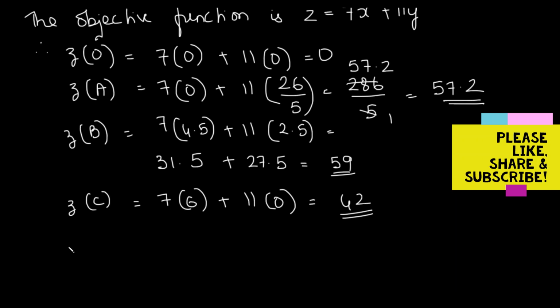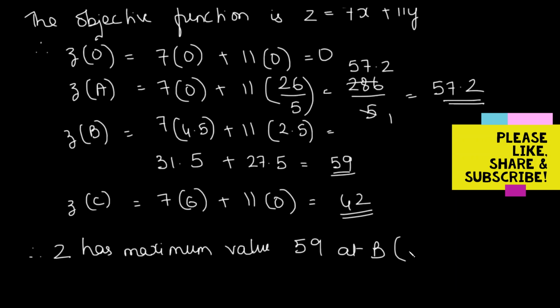So, that is the solution actually. Therefore, we conclude that Z has maximum value 59 at B, which has the coordinates 4.5 and 2.5.